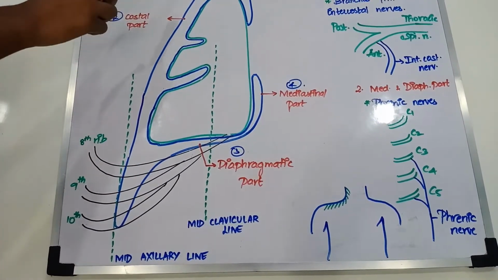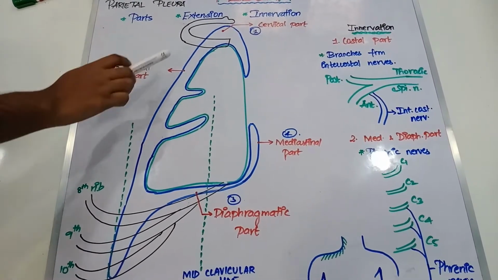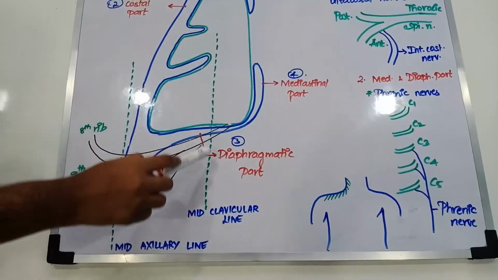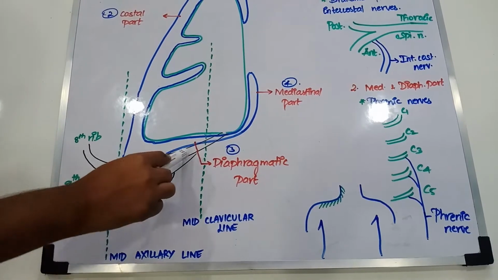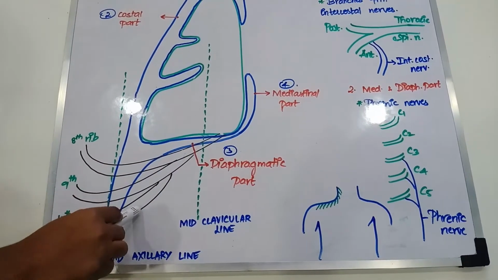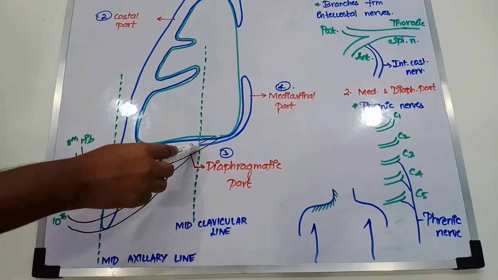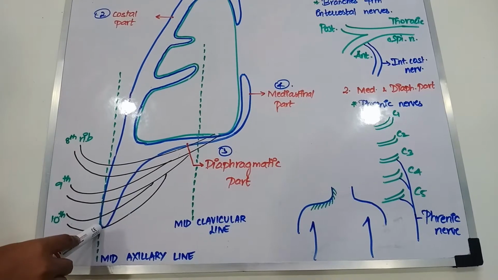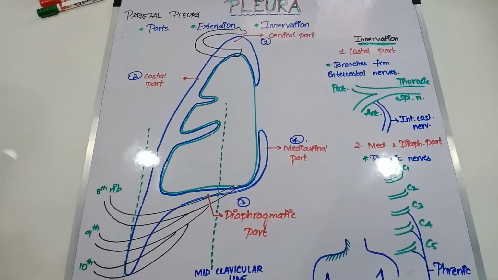And then its extension. It extends above the first rib superiorly, and inferiorly in the mid clavicular line it extends up to the 8th rib. We are taking this as the 8th, 9th and 10th ribs. If you draw a mid axillary line, it extends up to the 10th rib. So that is the superior and inferior extension.